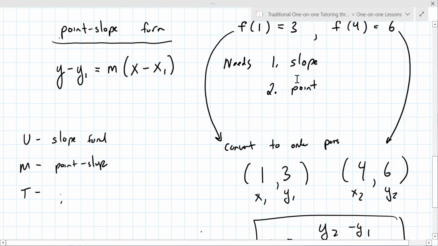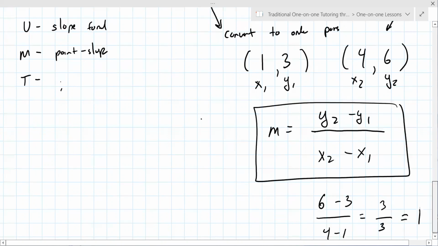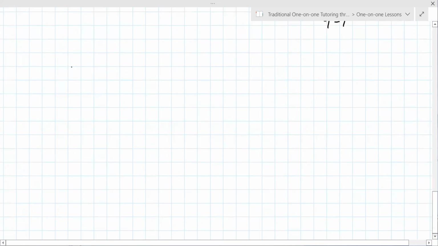Now, do we have a point? Yes, actually we have 2 points. So which one do you want to use? The first one or the second one? Second one. Okay. The answer is it doesn't matter, but you have to pick. So here's where you're at. y minus y1 equals the slope times x minus x1. Your slope is 1, and you want to use the point 4 comma 6.